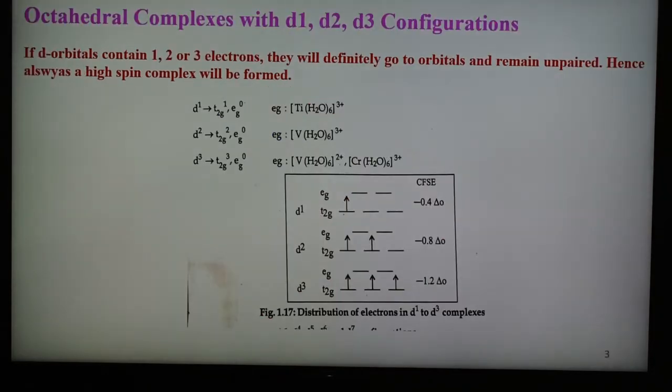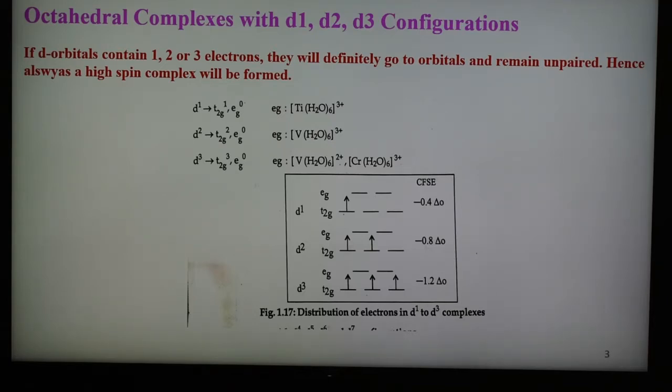Now we are going to see the octahedral complexes with d1, d2, d3 configuration. If the d orbitals contain 1, 2 or 3 electrons, they will go to the t2g orbitals and remain unpaired, hence a high spin complex will always be formed. In the case of d1, d2, d3, there is no question that the electrons will go to the t2g, because in an octahedral complex t2g has lower energy and eg has higher energy.